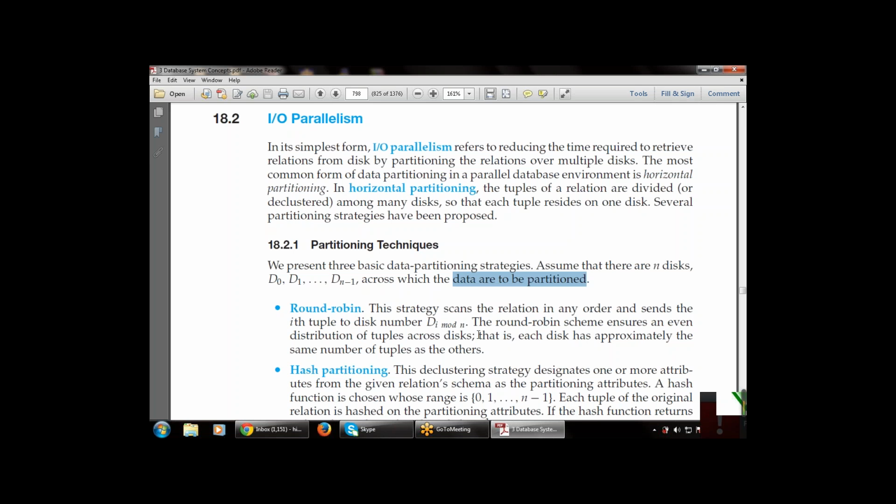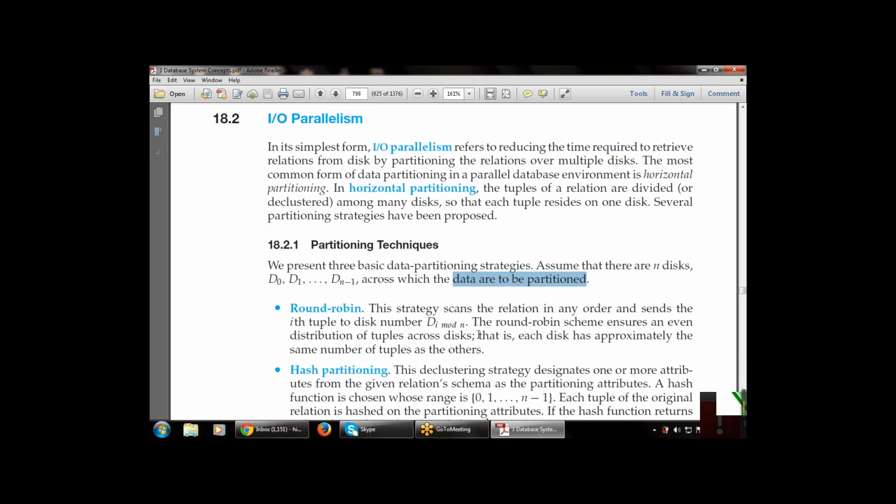This method scans the relation in any order and sends the ith tuple to the disk number Di mod n. The round robin scheme ensures an even distribution of tuples across the disks. That means there will be a fair distribution of the tuples among the various disks, that is, each disk has approximately the same number of tuples as the others.